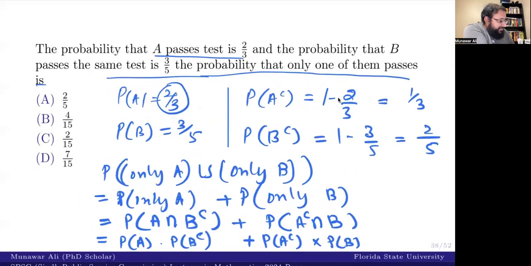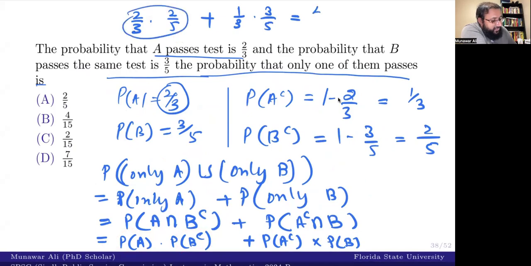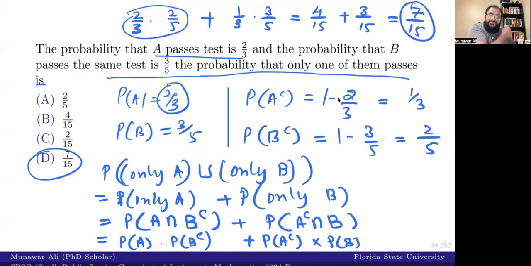So I have all the values. I'm going to put the values here. Probability of A is 2/3, probability of B complement is 2/5, and plus probability of A complement is 1/3, probability of B is 3/5. You just need to multiply and add. So the first term is 4/15 plus 3/15, and it becomes 7/15. So the correct option is D. So this is a simple probability problem, you just have to apply some independence properties.